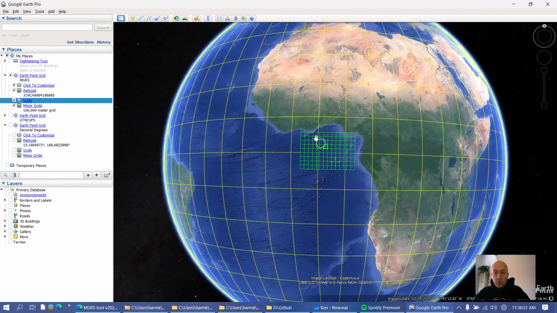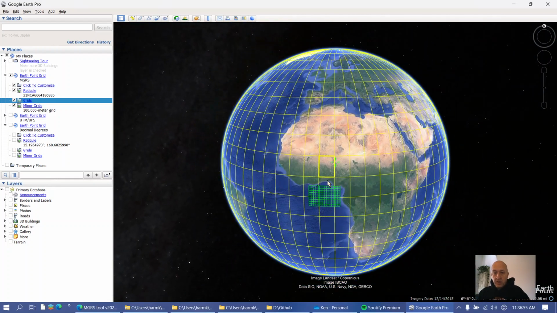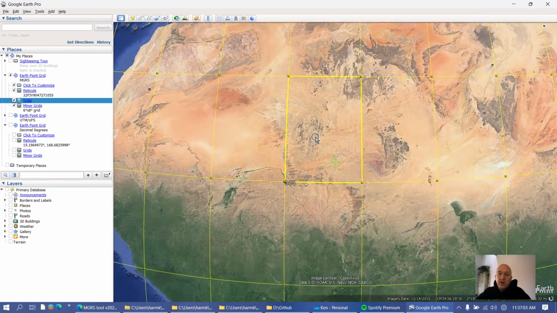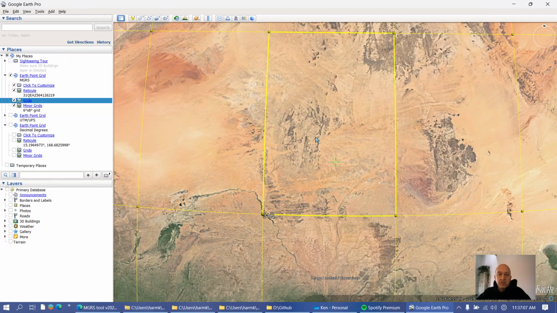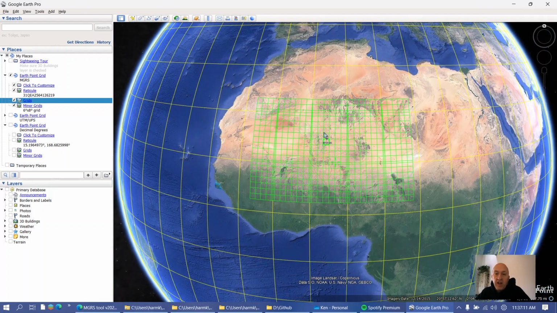So the entire world is tiled in these grid squares. 1,200 grid zones, and inside the grid zones, grid squares. Inside the grid squares is meters. And that is how we have the entire world mapped out.